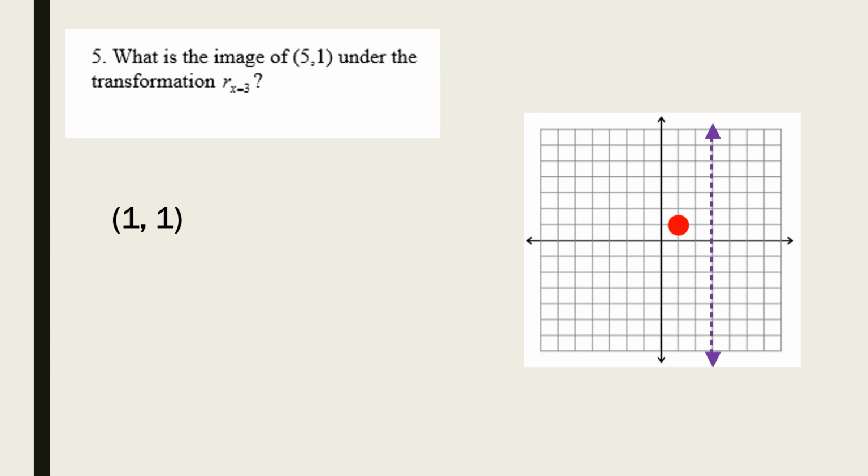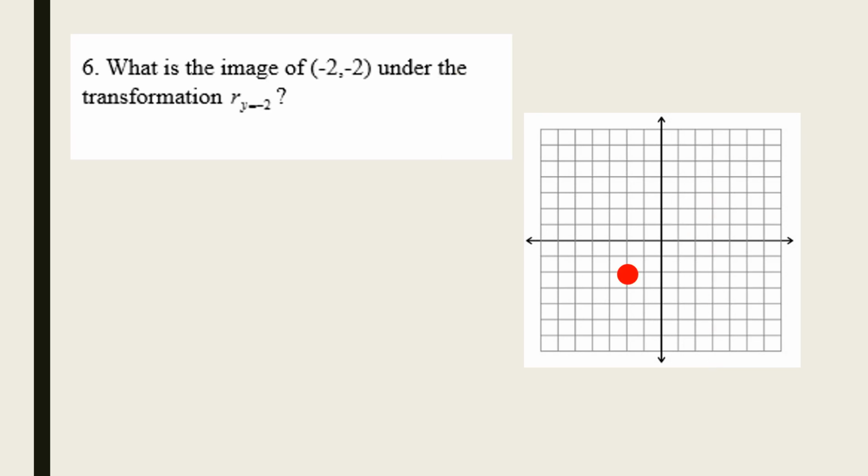And then for the last one, we're going to reflect it over the line y equals -2. So again, you can just plot that. But as you can see, our point already lies on that. So therefore, it isn't going to change. So it is invariant. So the position of our point does not change at all.